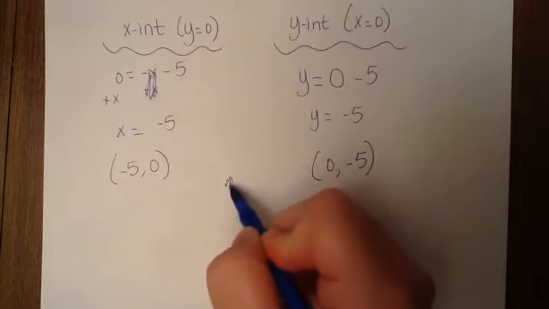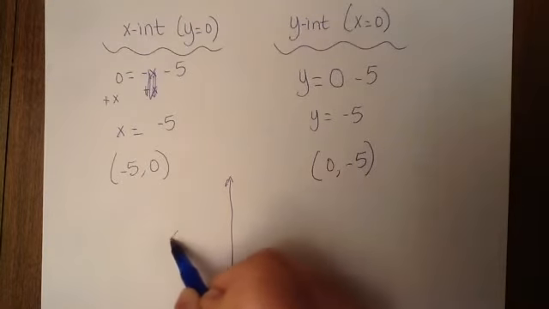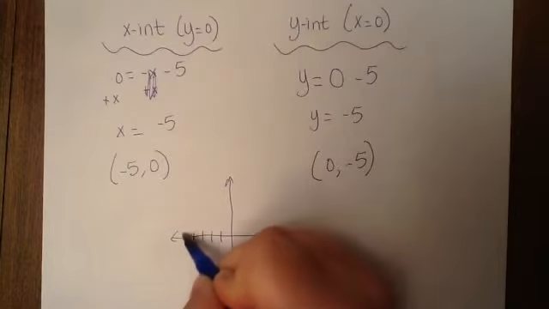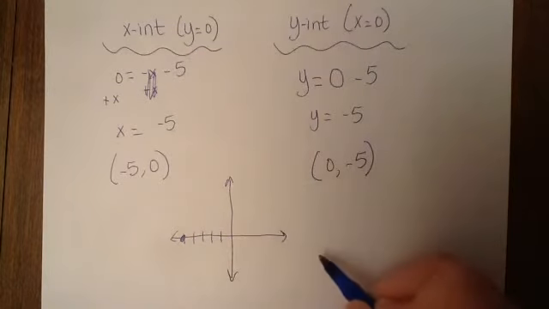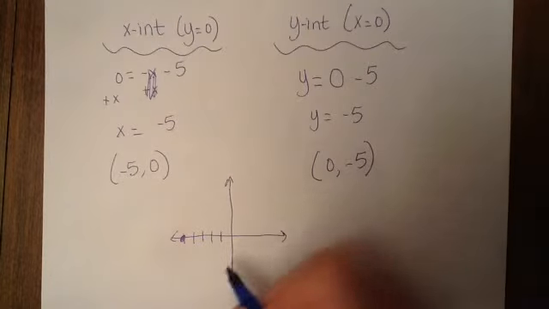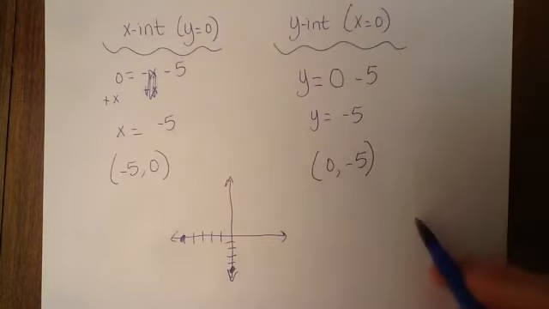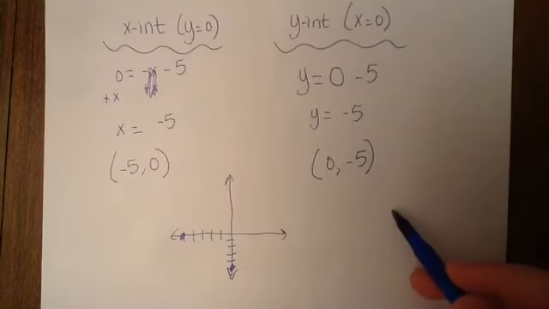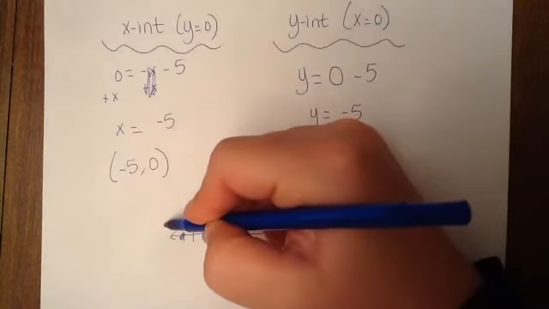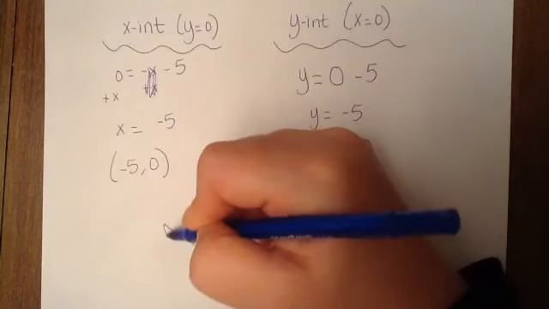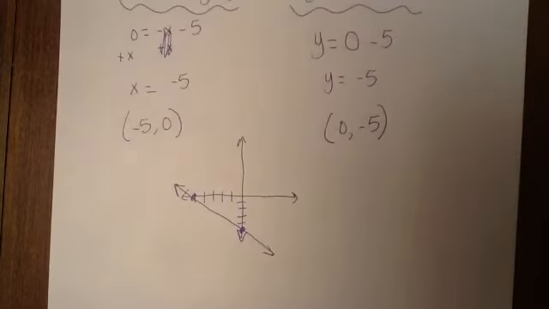So now if I graph those 2 points, negative 5, 0 and 0, negative 5. There are my 2 intercepts. I will connect them with a straight line, and there is my graph of my linear equation.